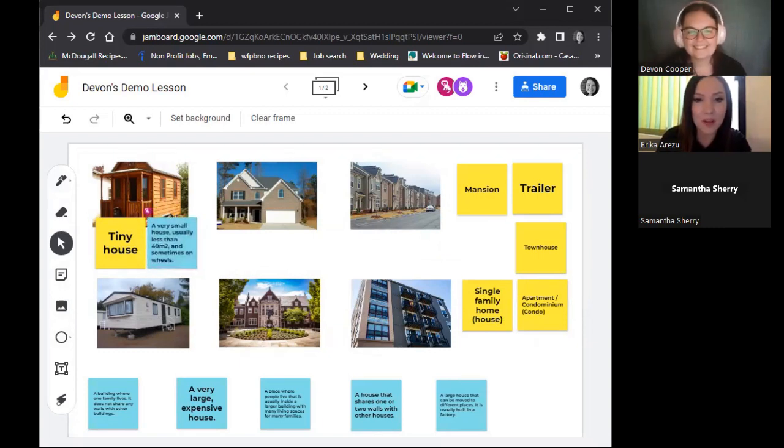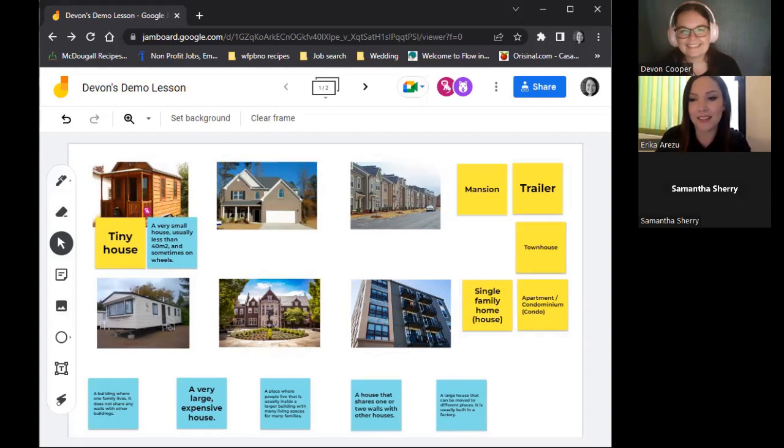A very small house, usually less than 40 meters. How do you say that? Square meters? You can say 40 square meters, or you can say 40 meters squared. 40 meters squared, and sometimes on wheels. Yes, sometimes on wheels. This one has wheels. Yes. Good job, Erika.